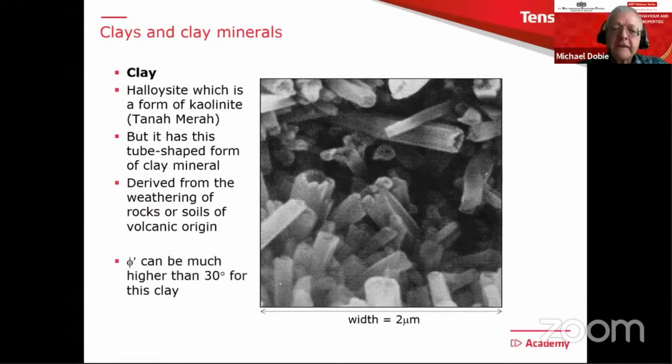And in this particular soil, the phi dash can be quite a lot higher than 30 degrees. And we can use it for fills. We saw this earlier on in a photograph, and it can make extremely good fill. So that is a clay of volcanic origin, because when these volcanic materials weather down, they tend to form this type of clay mineral.